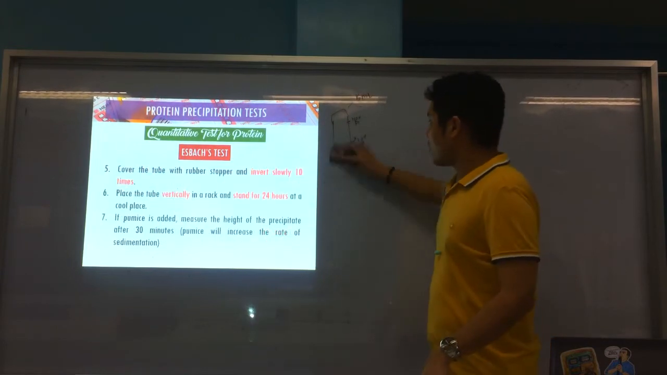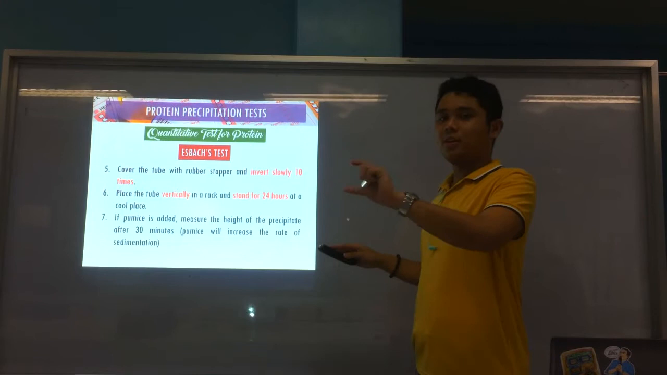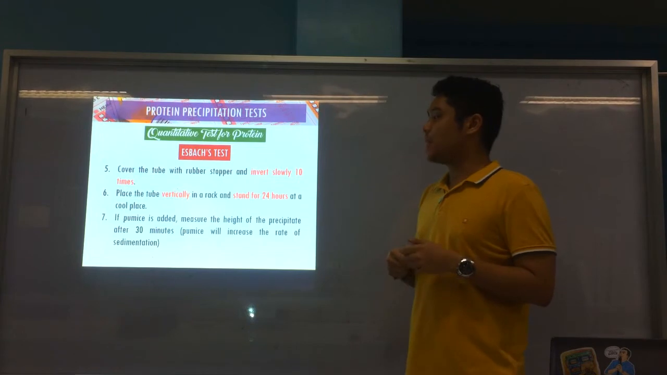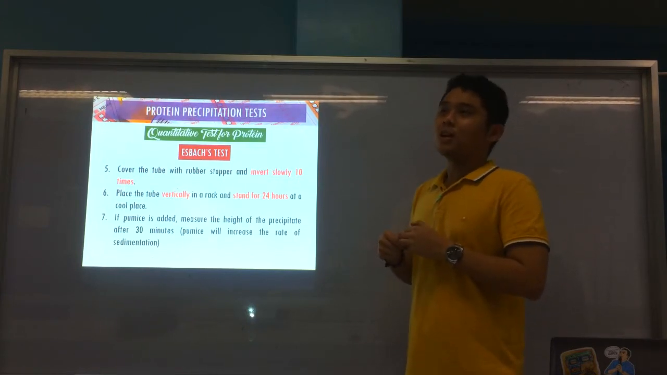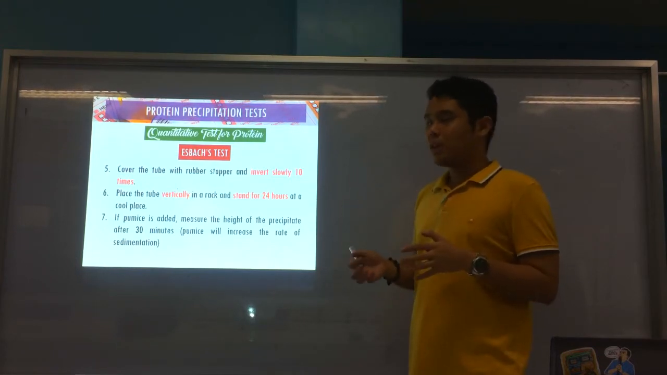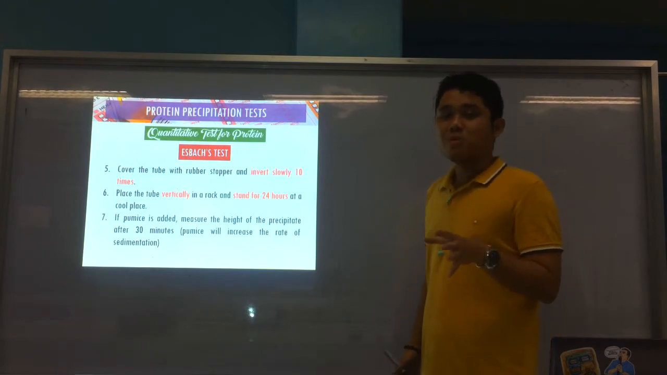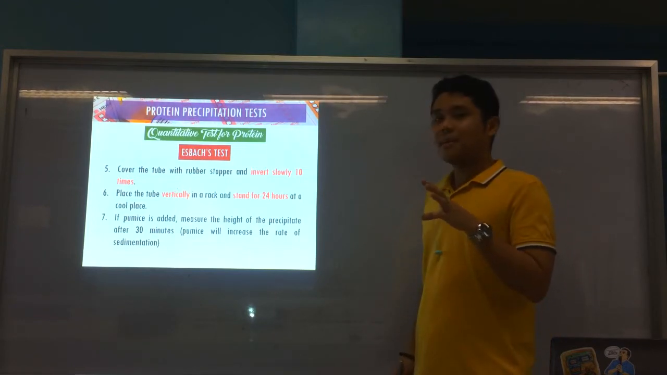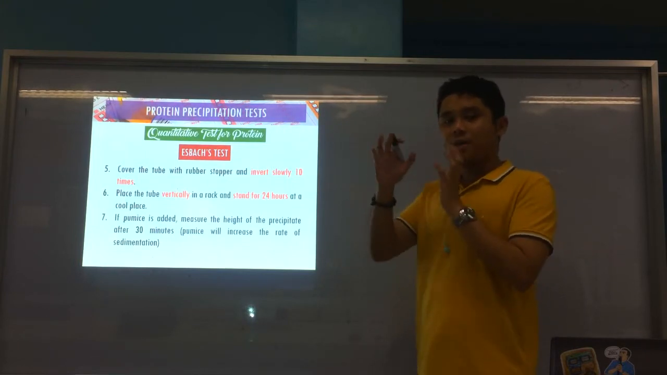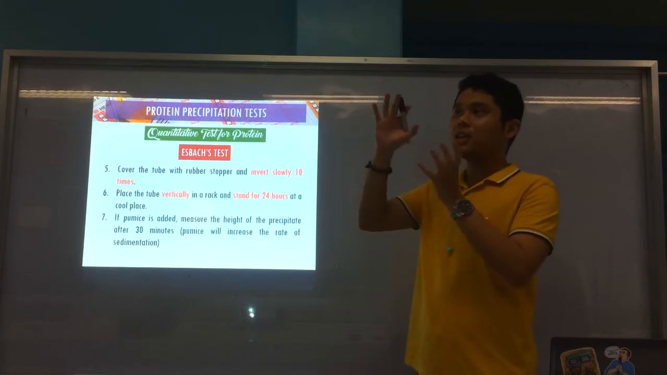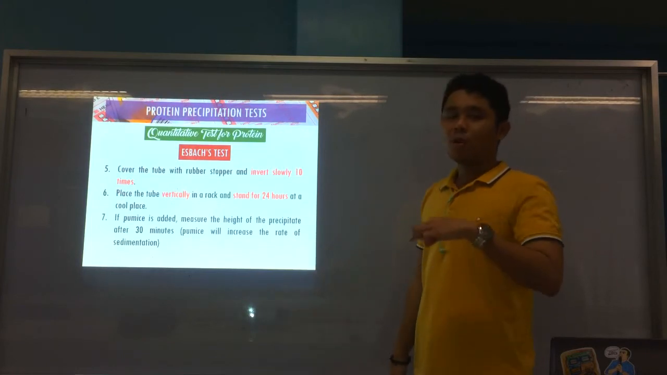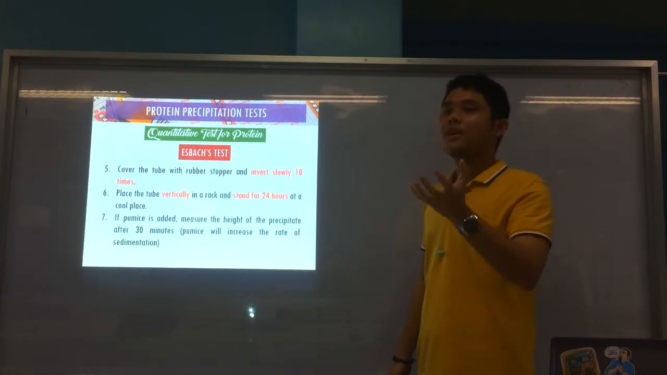Okay. Next, we cover the tube and invert 10 times. Invert slowly. Alright? And then, we place the tube vertically in a cool place and stand it for 24 hours. Okay? So, medyo dugay gyud siya. We stand it for 24 hours. And after 24 hours, we check for the precipitate. Okay, and there's a note there. We add pumice para mas dali magud ang sedimentation. When you say sedimentation, mas dali makombine ang ihi o ang reagent mismo, di ba? So therefore, since it increases the rate of sedimentation, the pumice will act as an accelerant.